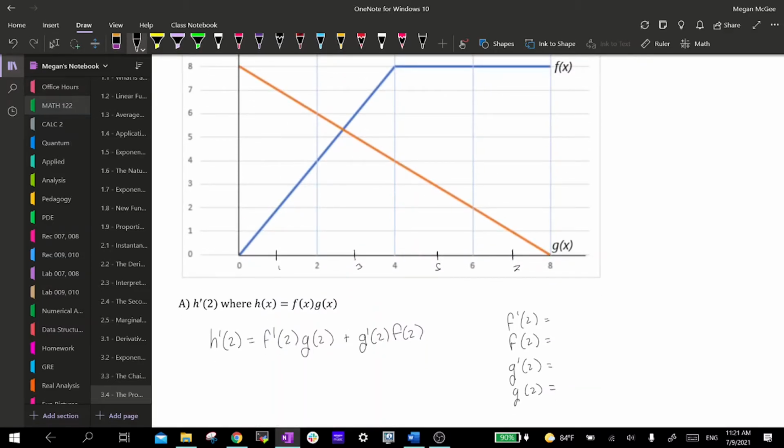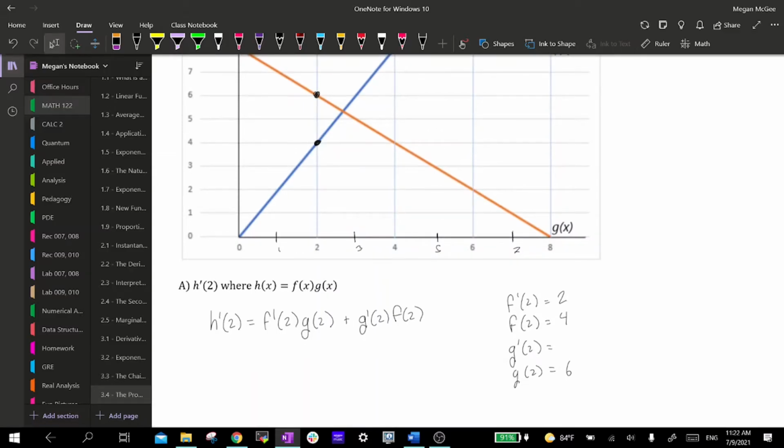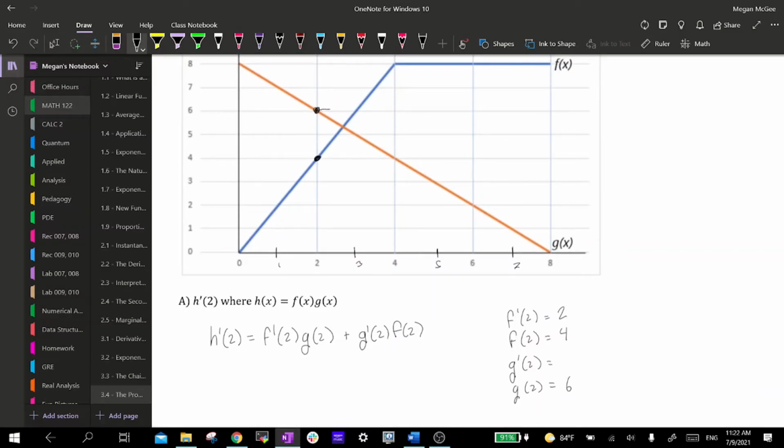So at x equal to 2, the point on our f function is 4. And at g of 2, we have 6. Okay. F prime of 2 is the slope of our function at 2. So it looks like we go up 1, 2, 3, 4 over 2, right? Because this is 1 and then 2. So 4 over 2 gives us 2. We're increasing, so positive 2. Then g prime of 2, well, we're decreasing, and we're going over 2 and down 2. So this is going to be negative 1 for our slope.